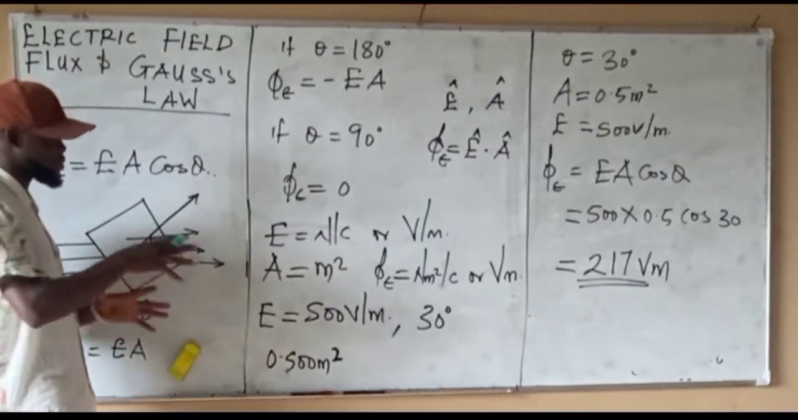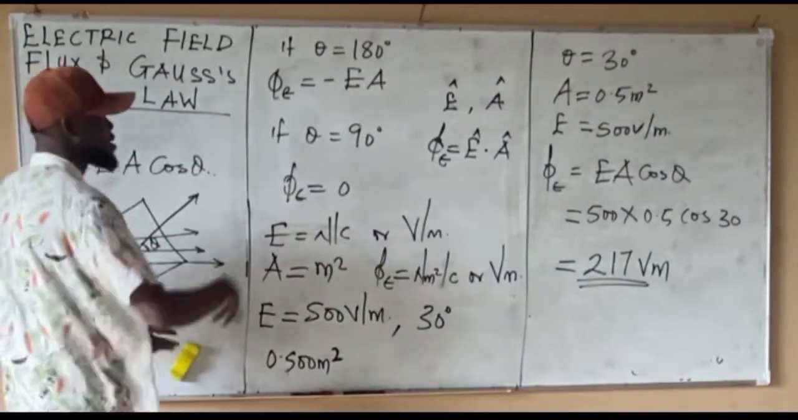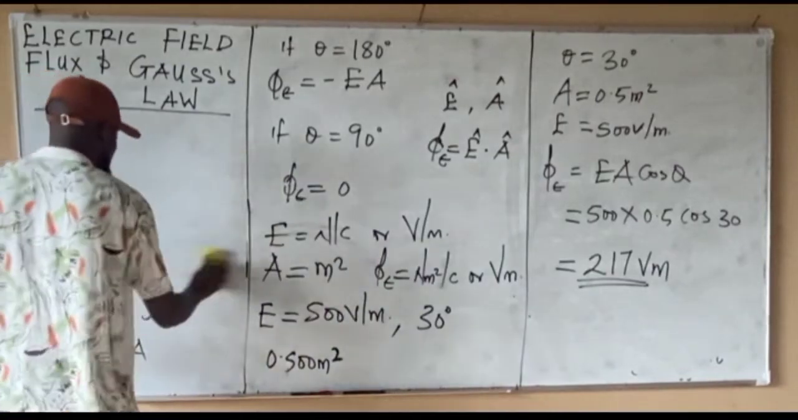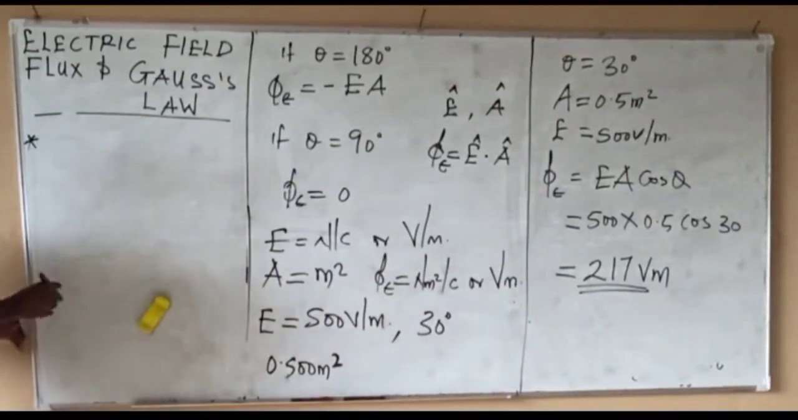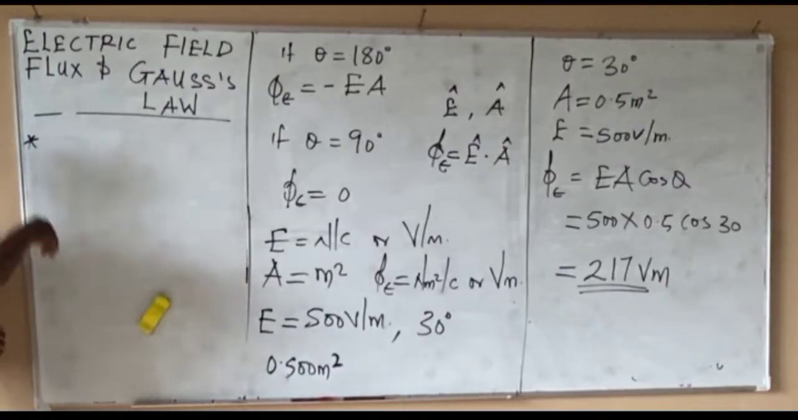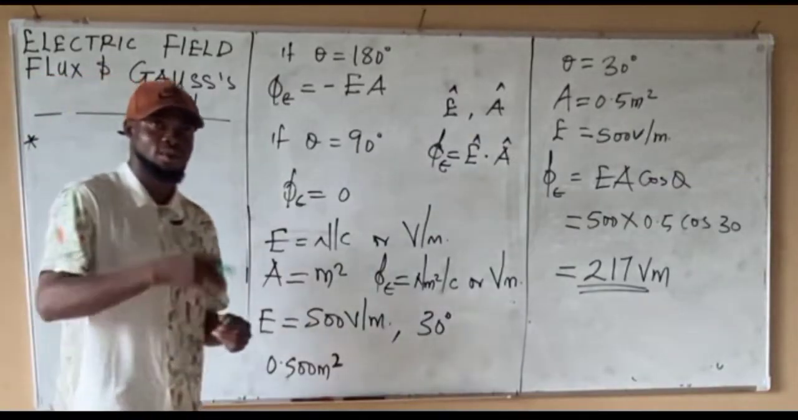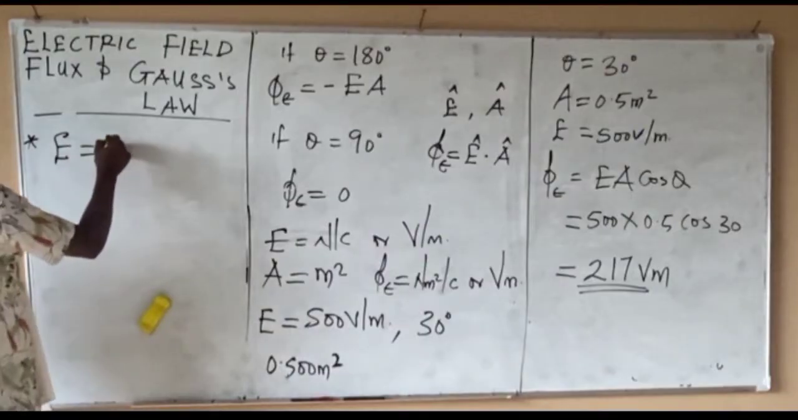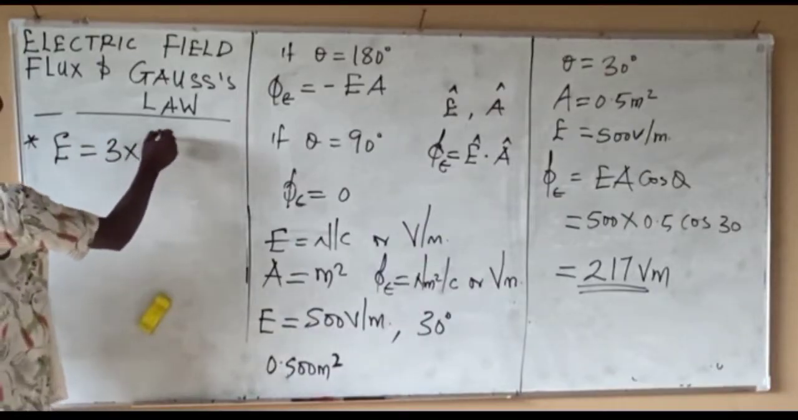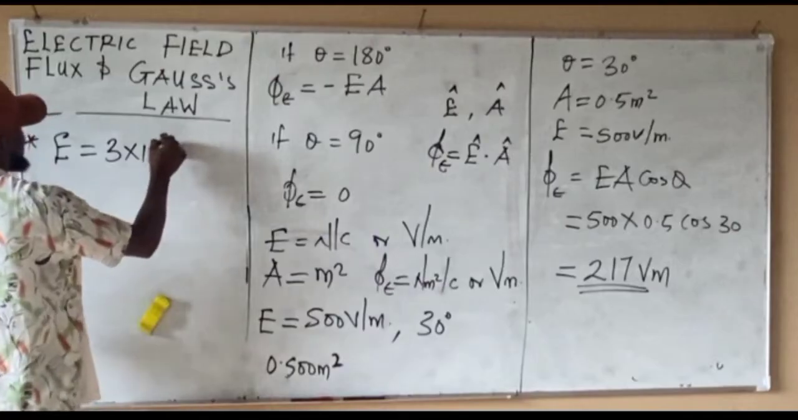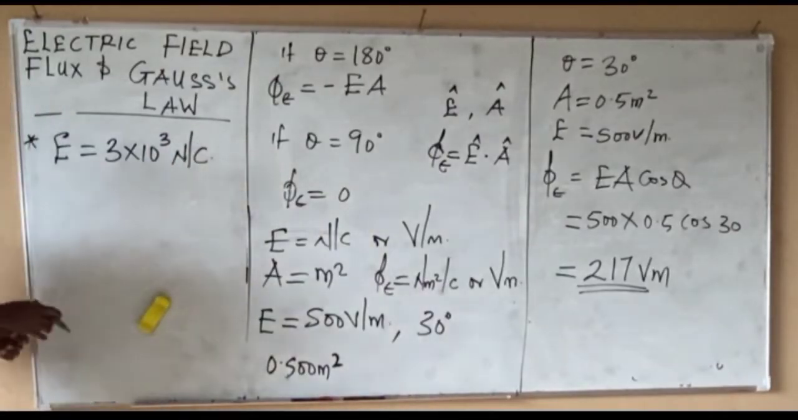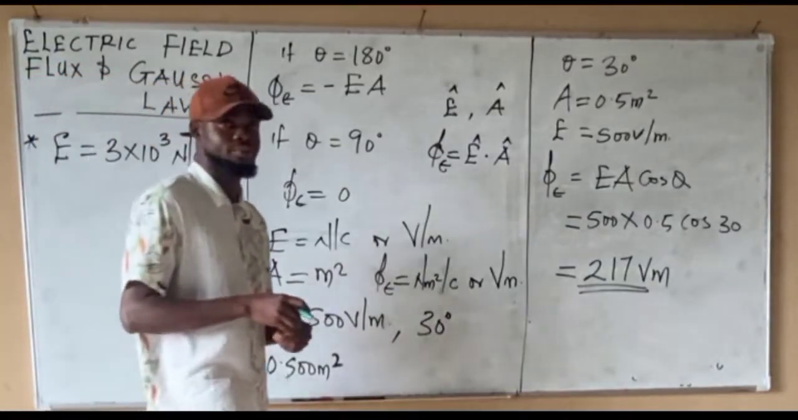So that's just that. Question 2. I hope this one is clear. Just try to look at it again, it's a very simple thing. Now let's look at this second question. Consider a uniform electric field of E equal to 3 times 10 to the power of 3 Newton per coulomb.